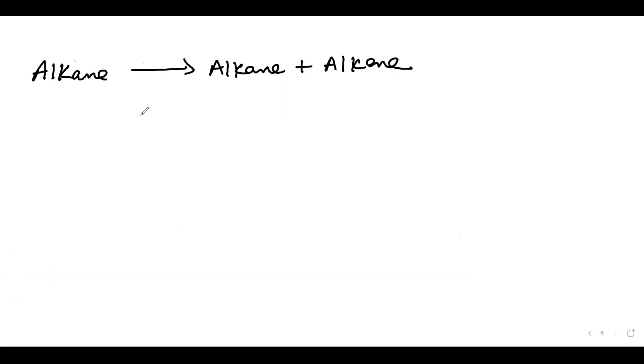In cracking, what happens is that you've got a long chain hydrocarbon alkane. You can convert it into a smaller alkane and an alkene. Like you take C20H42. Please crack this. You've got 1 minute to do this, so I'll be waiting.